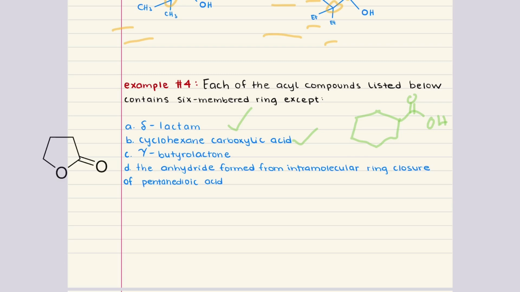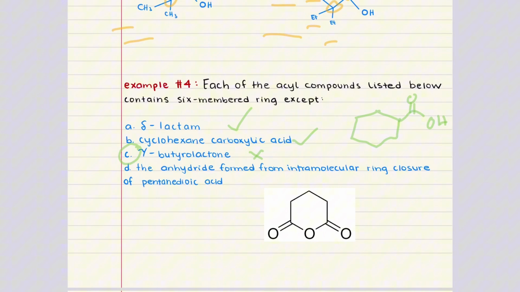Choice C is a gamma butyrolactone. When you're drawing or visualizing this molecule, the ring contains only 4 atoms, the carbonyl carbon, an oxygen atom, and 2 carbon atoms. So this choice actually forms a 4-membered ring, not a 6-membered ring. So C is going to be the correct answer here, but we're still going to work through D.